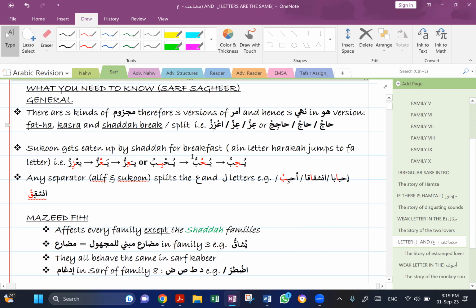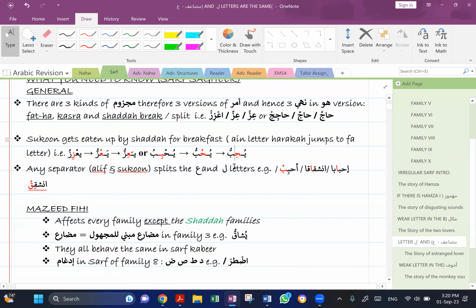Same thing with, if you're looking at a big family, for example, yuhibbu. It was ahabba, ahbaba, yuhbibu, but we don't like that ba repeating sound. So they got rid of that by introducing a shadda, giving back to a baby Shadda. So now you have yuhbbu. You can't pronounce that. There's a fight between Sukun and Shadda. So what happened? Shadda wins, and then whatever haraka was on the ain letter comes back. So you have yuhibbu. Okay.